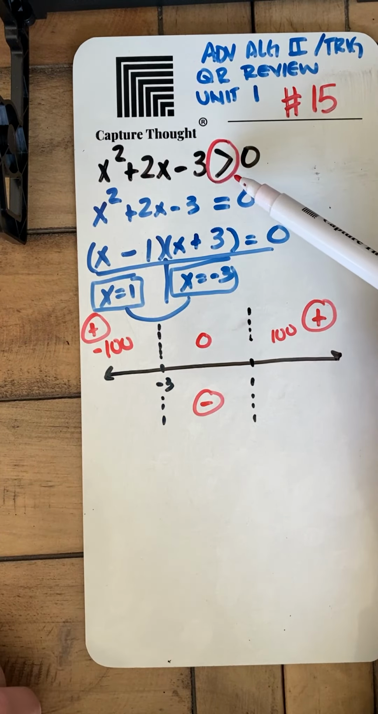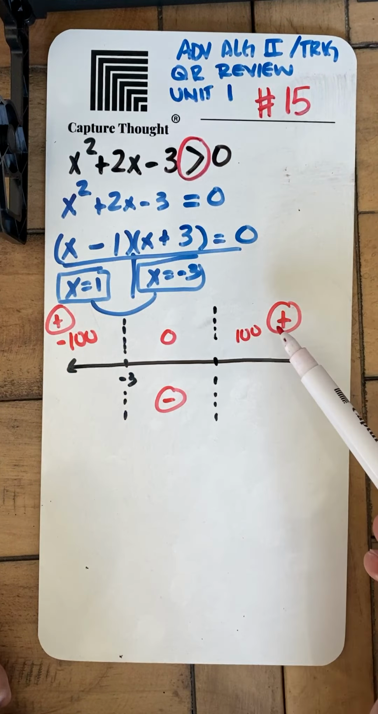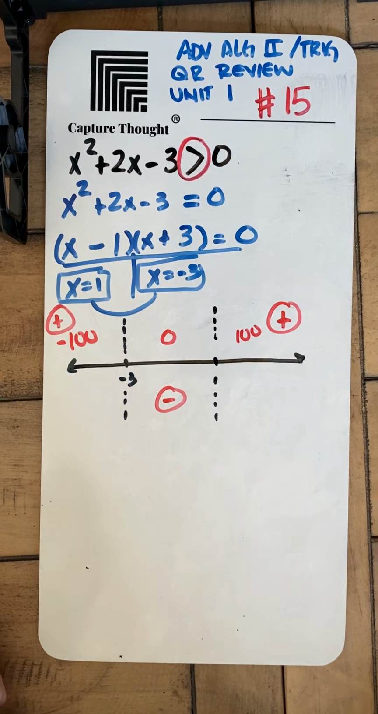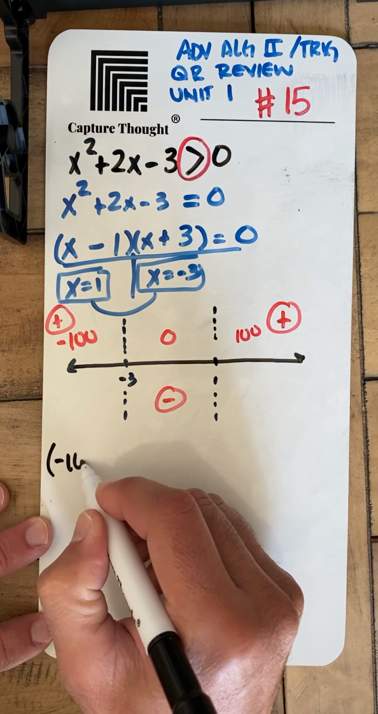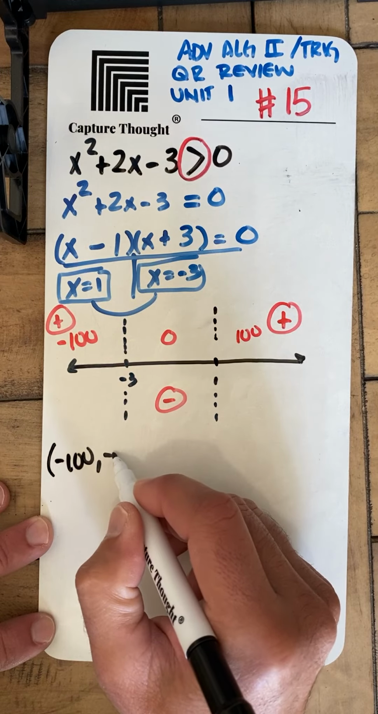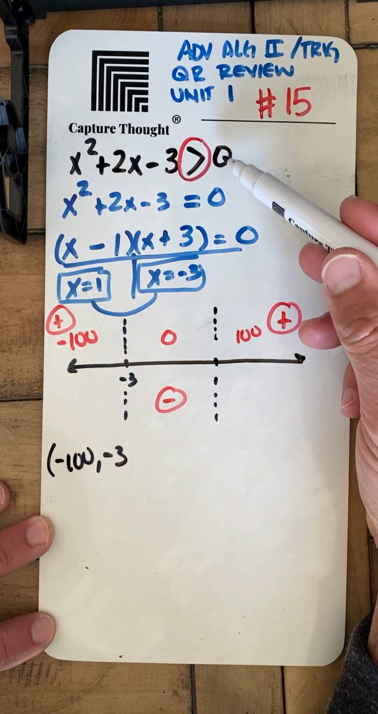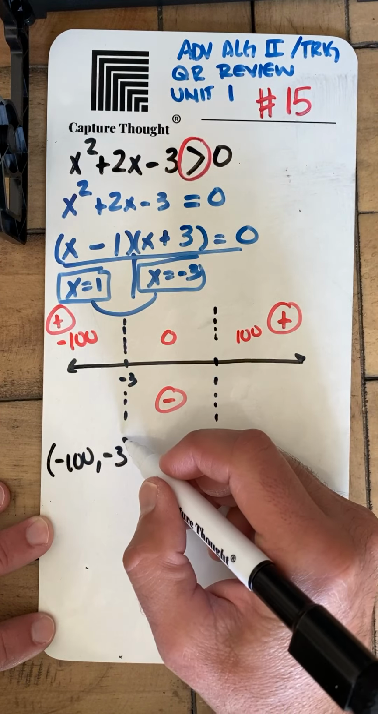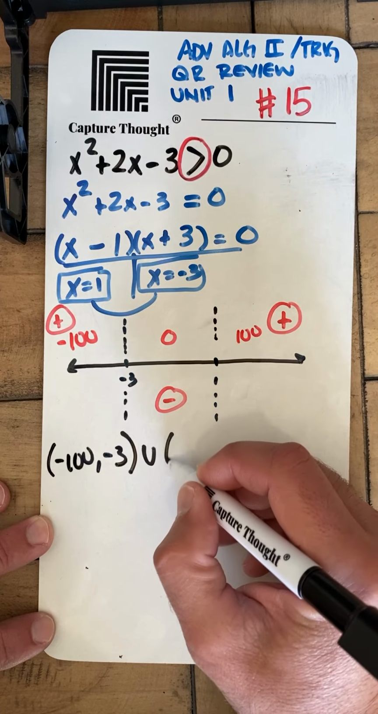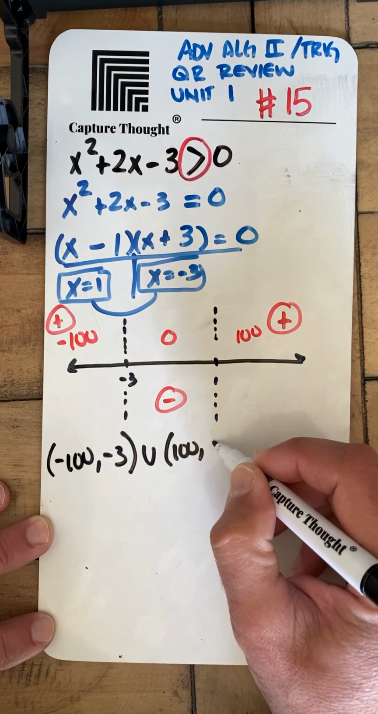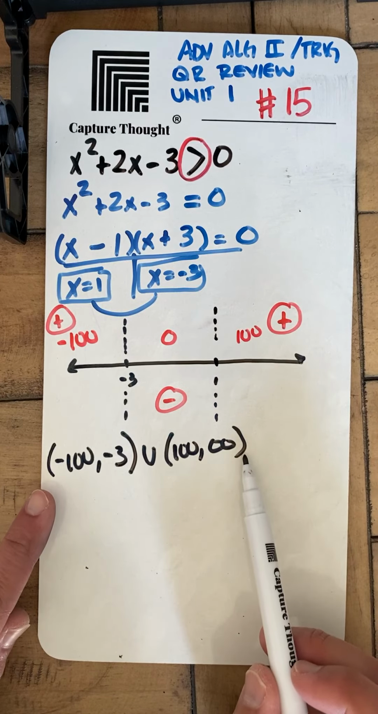And remember, because this inequality is strictly greater than 0, we only care about these regions here. So how do we say this and write this? So we would say from negative 100 all the way up to negative 3. Do I include the negative 3? No, because it's not a greater than or equal to. So I use a parenthesis. Then we say union. And then from 100 all the way out to positive infinity. Just as a reminder, we never put brackets on infinities.